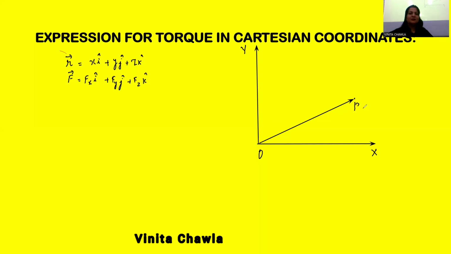At point P, a particle is lying. The coordinates of the position of the particle, let the coordinates be x, y. So we have a particle, it lies here, okay, and we are applying force in some other direction, which is not in the direction of this position vector. Let's suppose this is the direction in which we are applying the force.